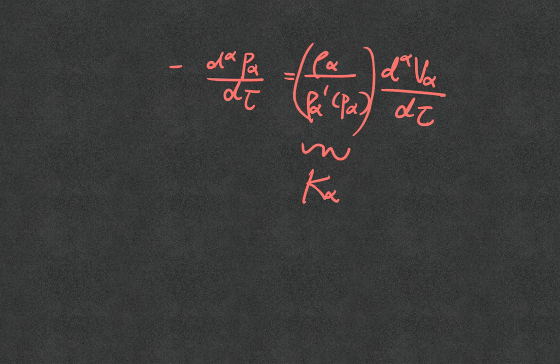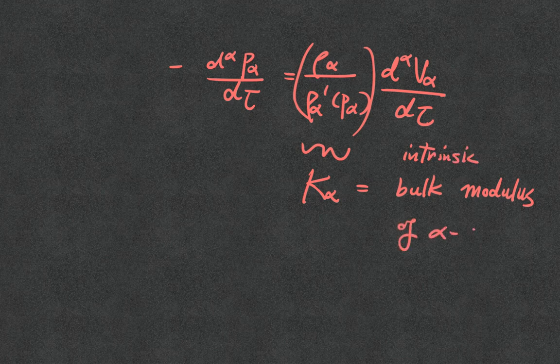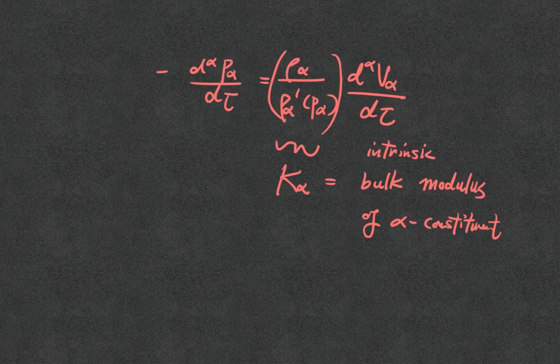Just based on the previous assumptions. Okay, so this one is actually the bulk modulus, or more accurately, the intrinsic bulk modulus of the alpha constituent. Okay, this is very confusing, but one thing that is very important to know is that this term is actually not the bulk modulus of the solid skeleton. Okay, so let me put up a thought experiment.